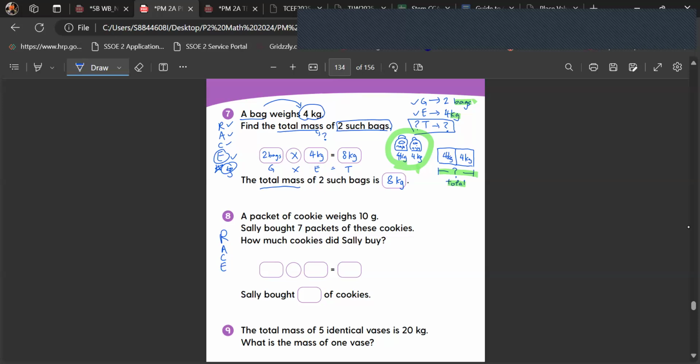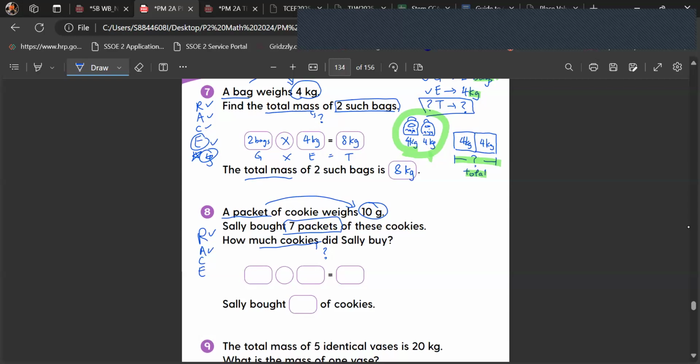Okay, so a packet of cookies weighs 10 grams. So one packet is 10 grams. Sally bought 7 packets. How much cookies did Sally buy? So this is the question mark. Okay, read already and then date already. So let's check the GET again, okay?